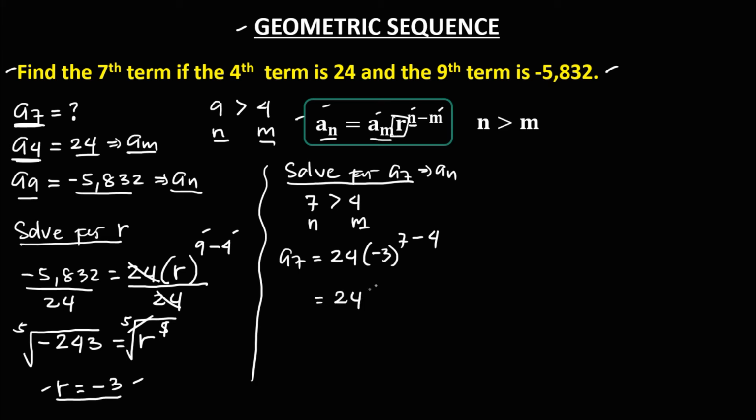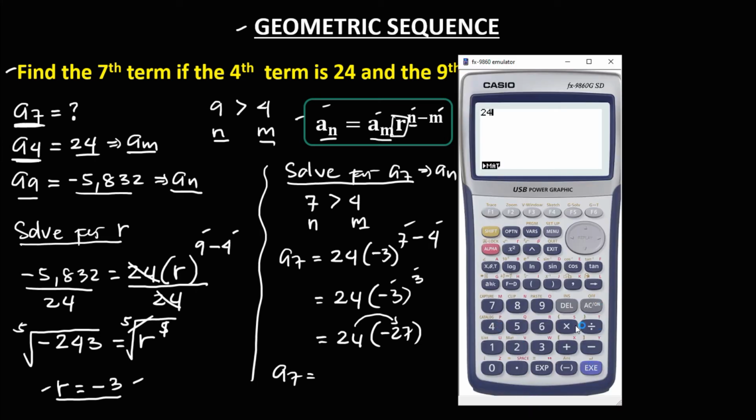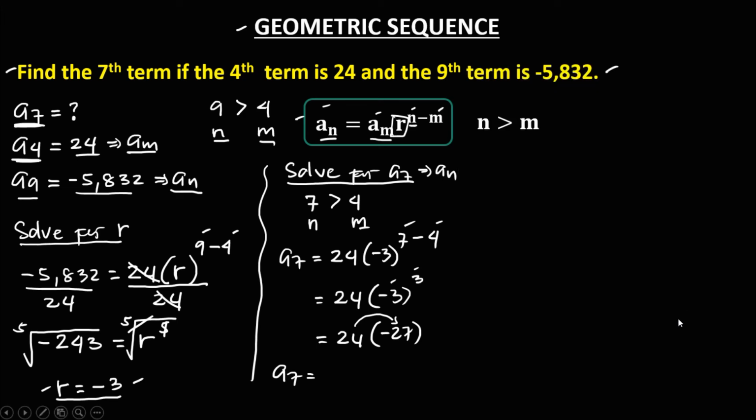Then we have 24 times negative 3 to the power 3. Simplifying, negative 3 to the power 3 is negative 27. So multiply 24 and negative 27: 24 times negative 27 equals negative 648. So the seventh term is negative 648.